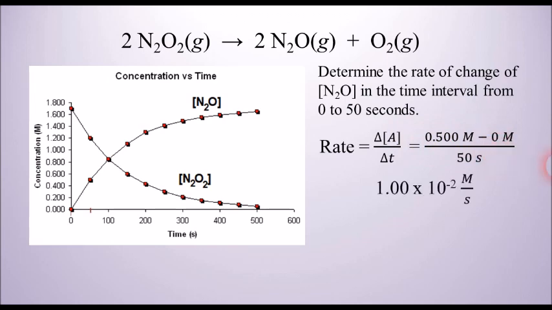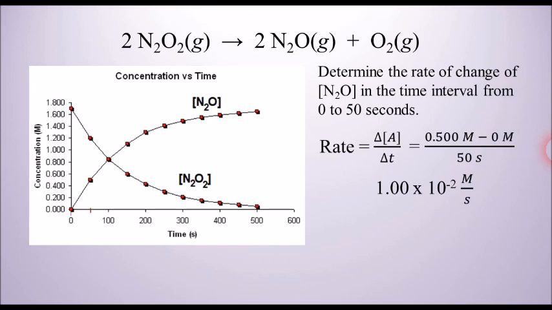When we do the arithmetic there, 0.5 molar divided by 50 seconds is 1.00 times 10 to the negative second molarity per second. So those are the units that we're normally going to use for rate, molarity per some time unit, usually seconds, although if the reaction is slower, it could be per minute, per day, or per year if we had a very slow reaction.